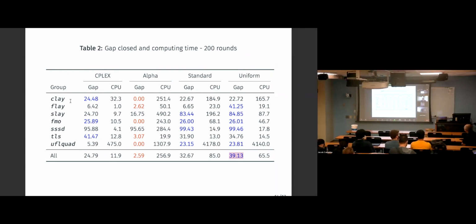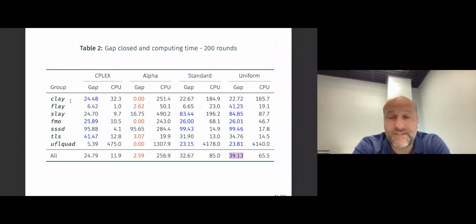But yes, what does Cplex do? Do they also use single variable disjunctions in this? This is single variable disjunction. These are lift and project cuts. Yes, single variable disjunctions. Yes.